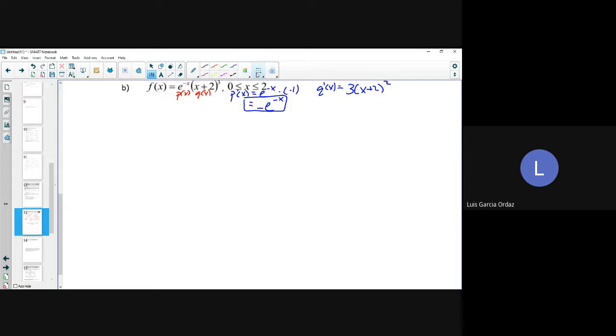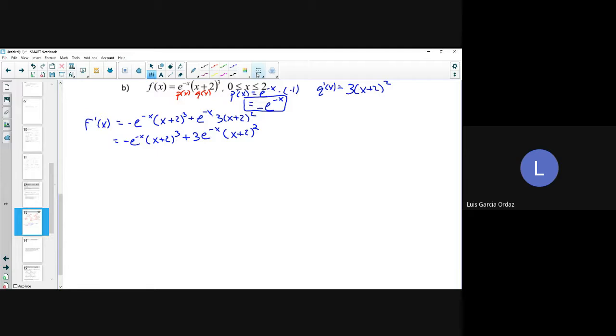So now I can figure out my derivative using my product rule. So I can write f prime of x is equal to negative e to the negative x times q of x plus e to the negative x times 3 times x plus 2 all squared, which I can rewrite as negative e to the negative x times x plus 2 to the power of 3 plus 3 times e to the negative x times x plus 2 squared.